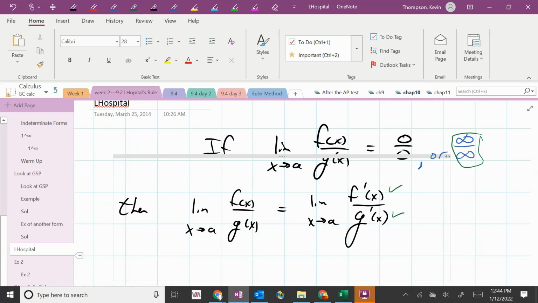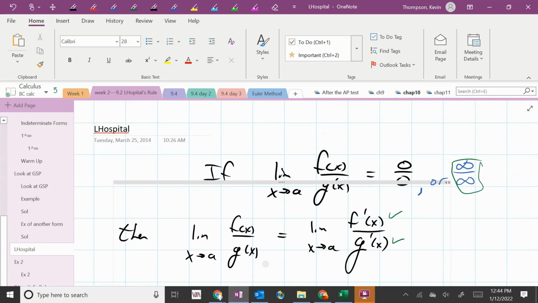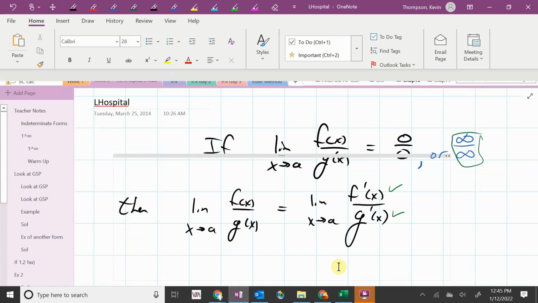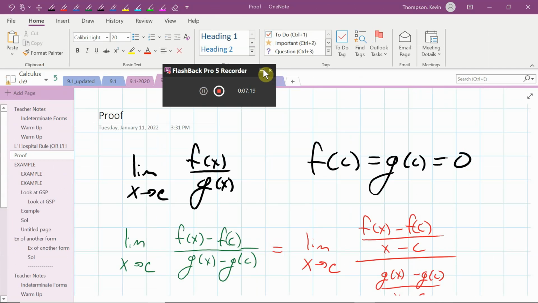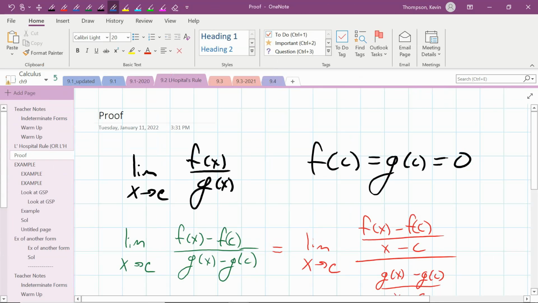So let's see if we can justify it here a little bit. I'm going to show some steps. And then go from there. Okay, so I have here the steps I'm going to outline as to maybe why this is true.